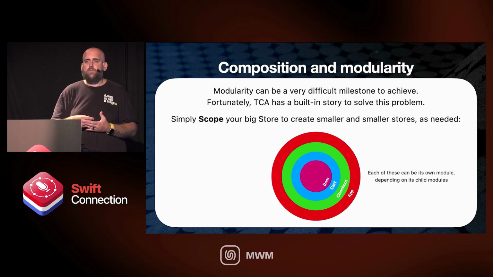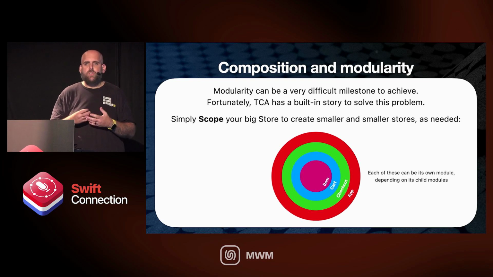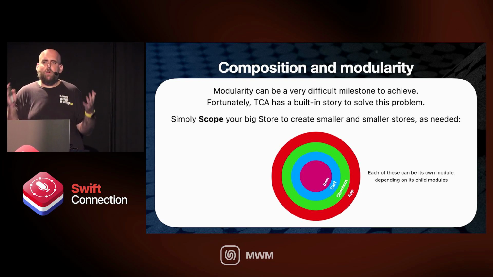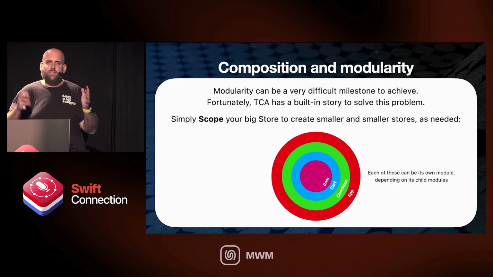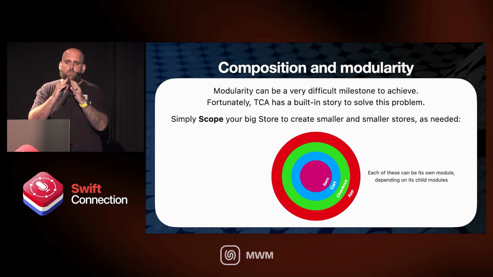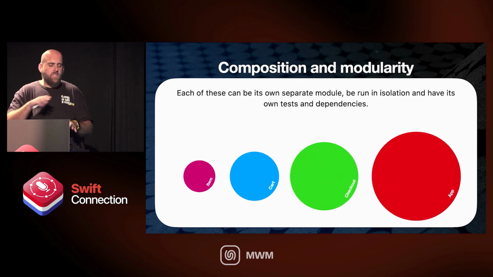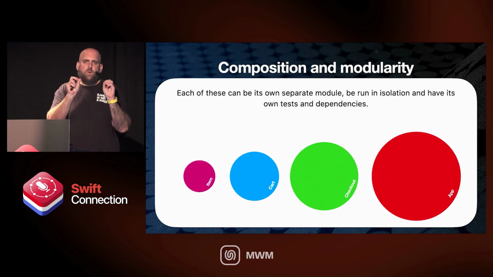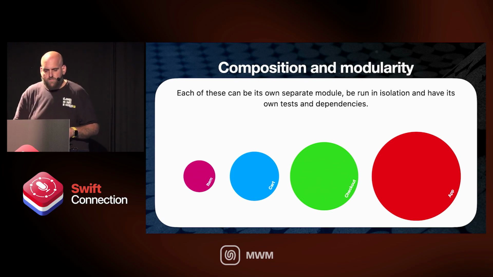Modularity can also be a pretty difficult milestone to achieve, something that a lot of companies want because it's quite hard, especially with SwiftUI previews, to work on a very, very large code base. So TCA already has a built-in story to solve this problem. We can take our big store, action, and state and scope them down to smaller and smaller scopes so we can work in isolation. That means we can build each of these pieces in its own place, very, very small, with very fast compile times. And when it's all done, we can just put them together and work on the primary app or a bigger scope when we need to.